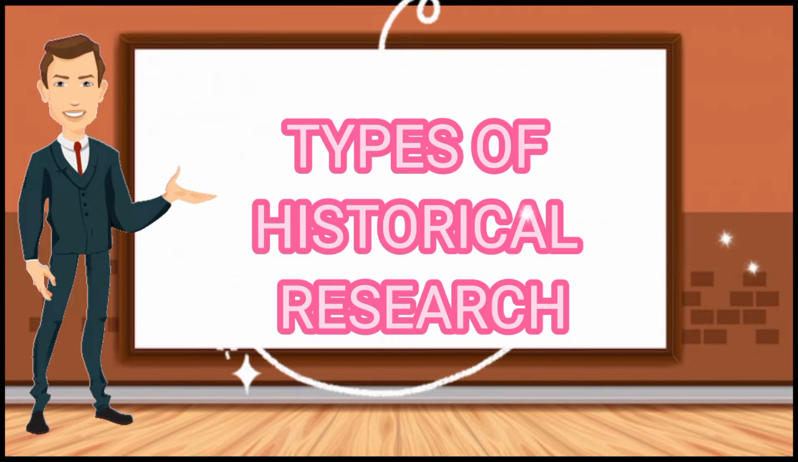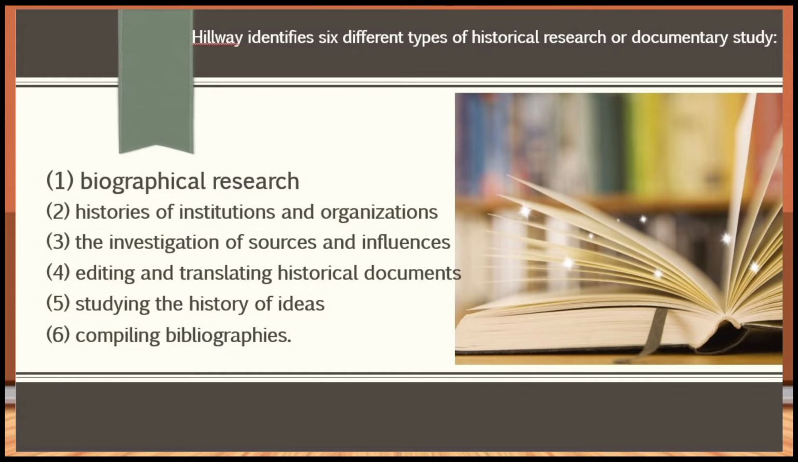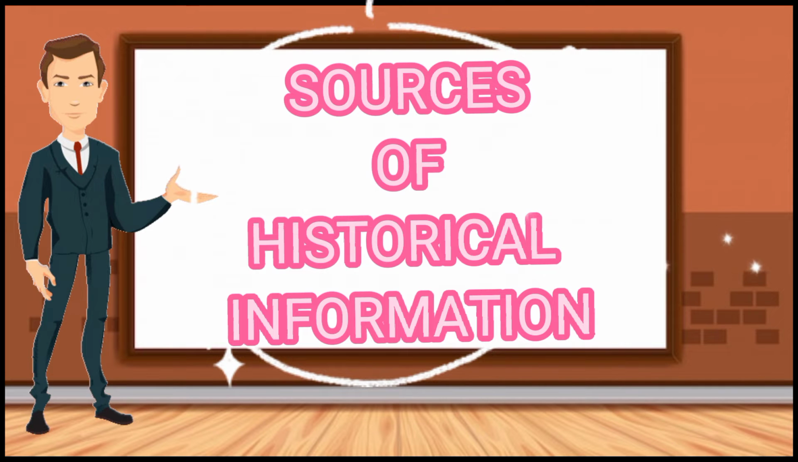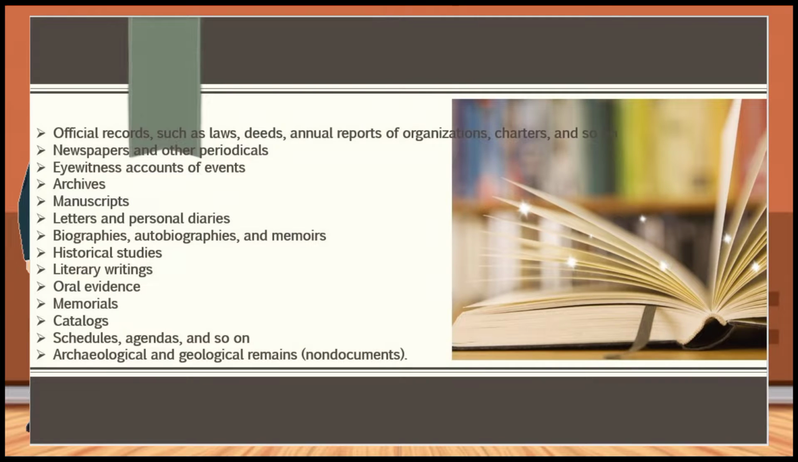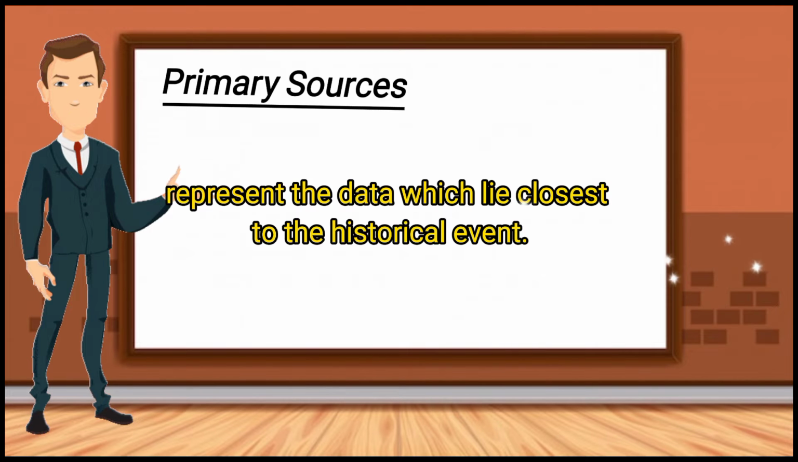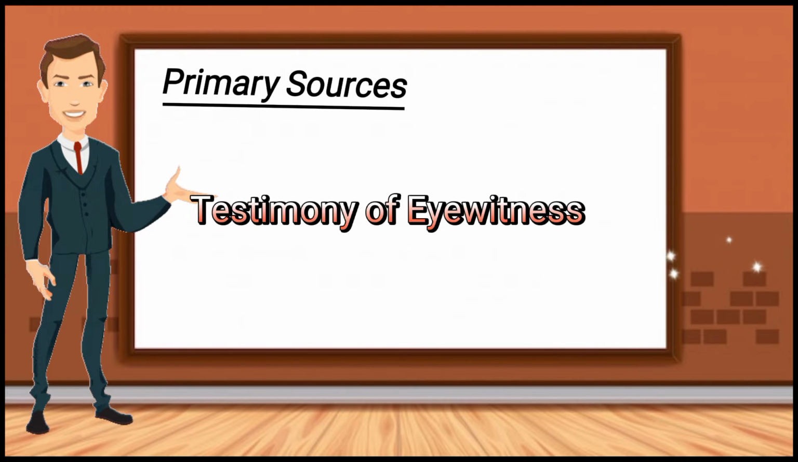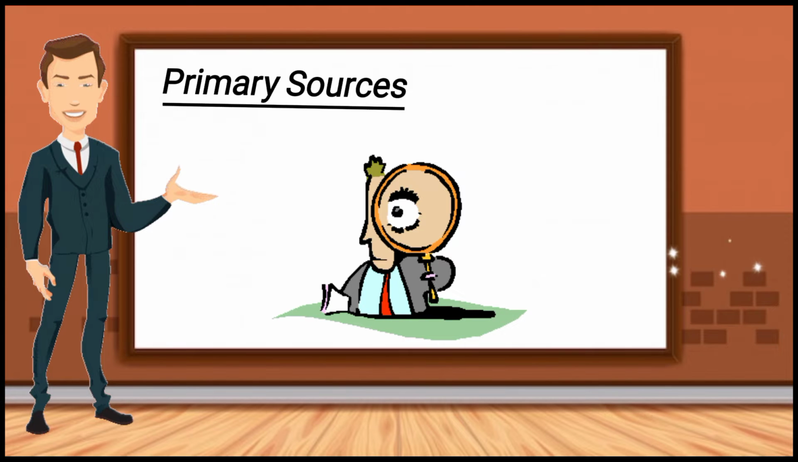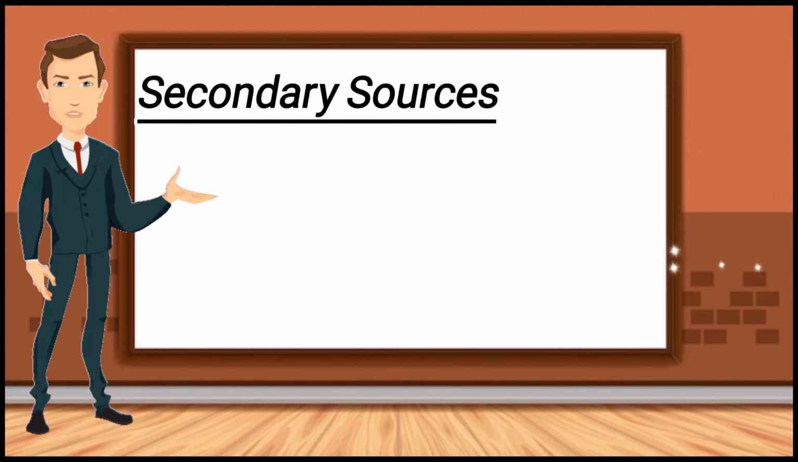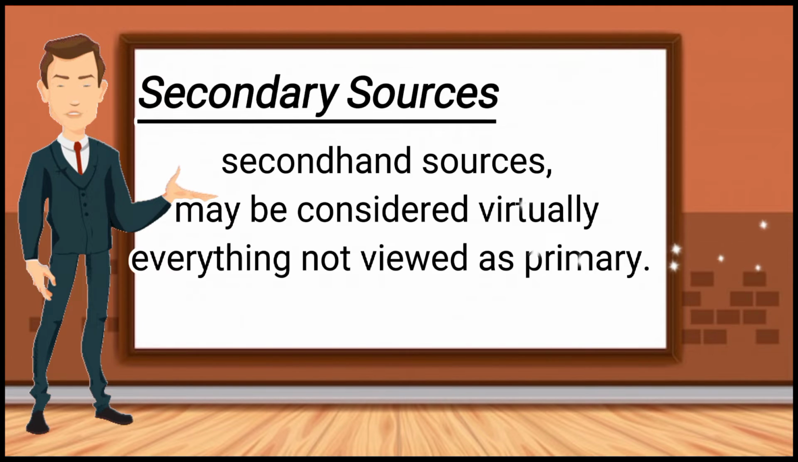Types of historical research. Sources of historical information. Primary sources represent the data which lie closest to the historical event. They are considered to include the testimony of eyewitnesses, or observations made with one of the other senses, or by some mechanical device. Secondary sources, also known as second-hand sources, may be considered virtually everything not viewed as primary.